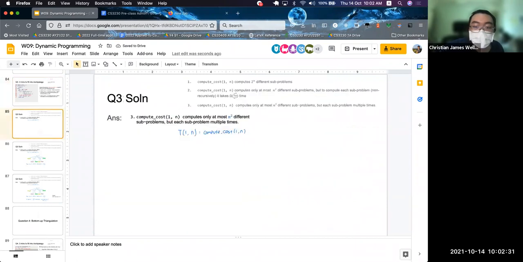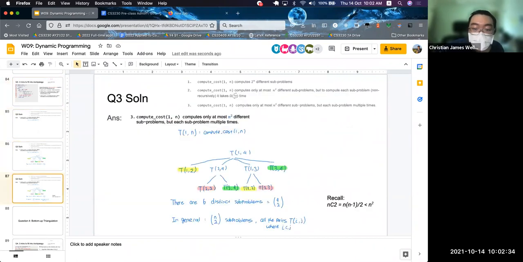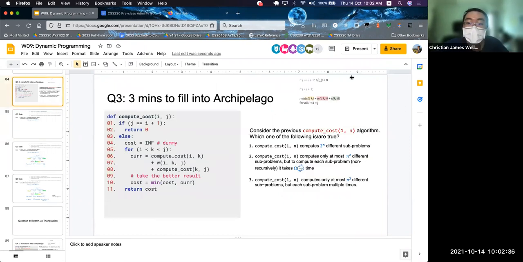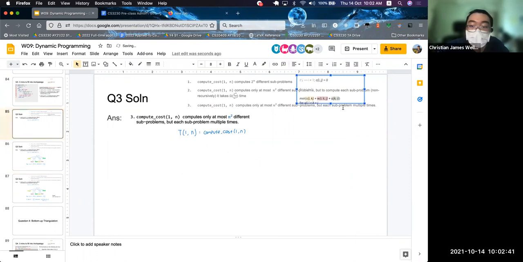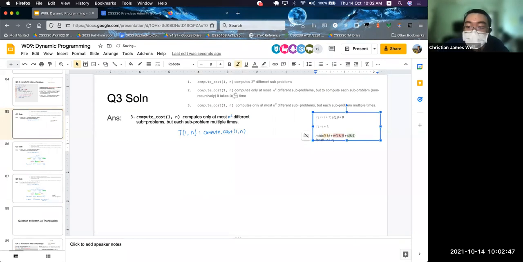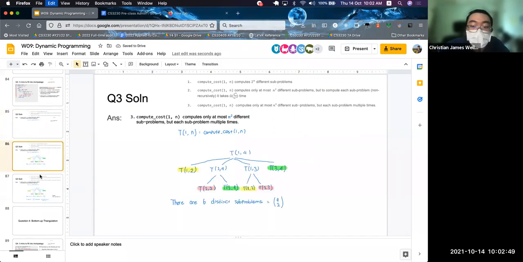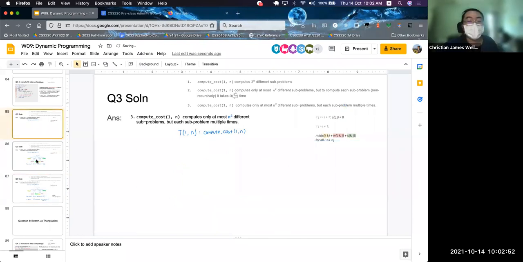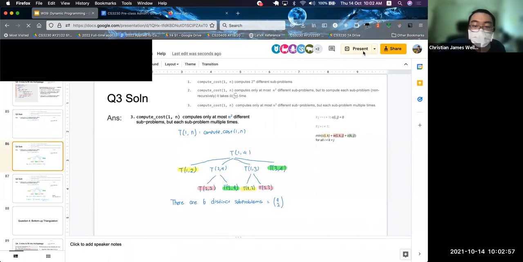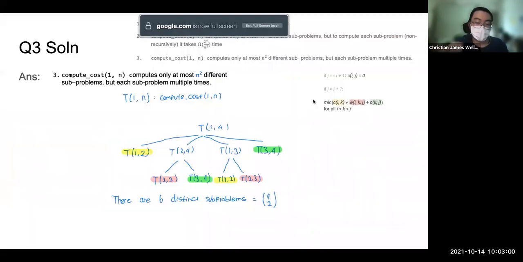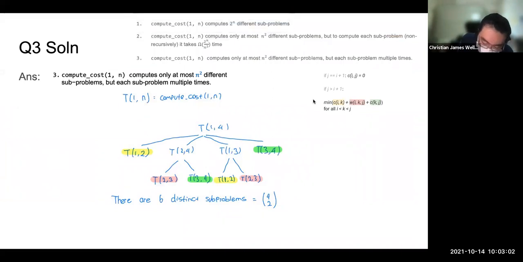Maybe I should put the subproblem here as well. Let me fix this to J first. Okay, so the recursion tree for this is, let's say we're computing cost of 1 and 4, right? Computing cost of 1 and 4.